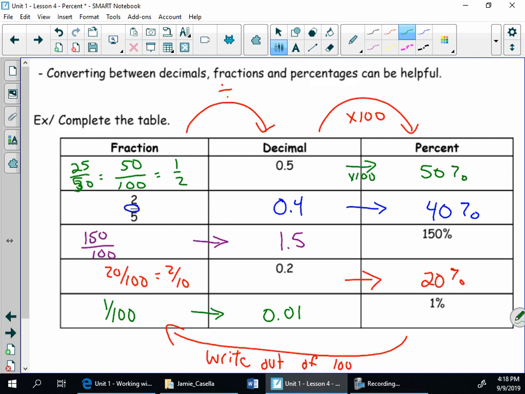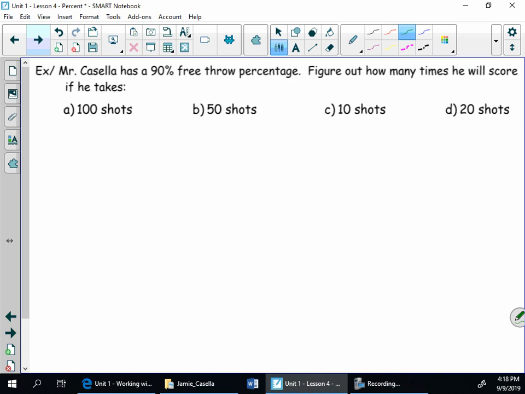Let's do a little bit of work with percentage now. So I'm a basketball coach, and when I play basketball, sometimes I have to shoot some free throws. I make 90% of my free throws. So that means that if I were to take 100 shots, how many should I make? Well, 90 out of 100.